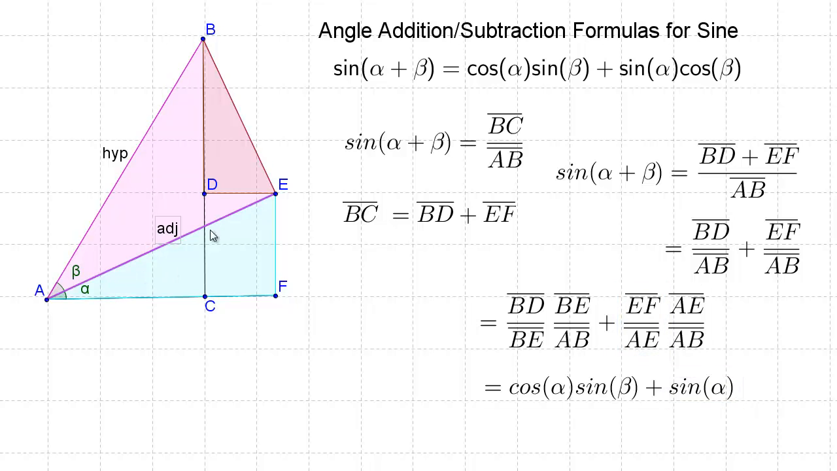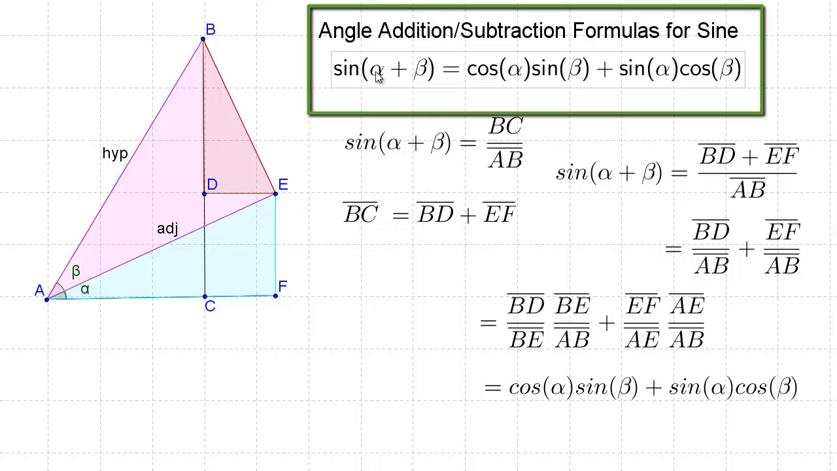The final ratio, AE over AB. Focus on the big pink right triangle. AE is the adjacent side, and AB is the hypotenuse of this triangle formed by angle beta. That is adjacent over hypotenuse, cosine. Therefore, AE over AB is the cosine of beta. And we've put all that together and found the addition formula for sine. The sine of alpha plus beta is equal to the cosine of alpha times the sine of beta, plus the sine of alpha times the cosine of beta.